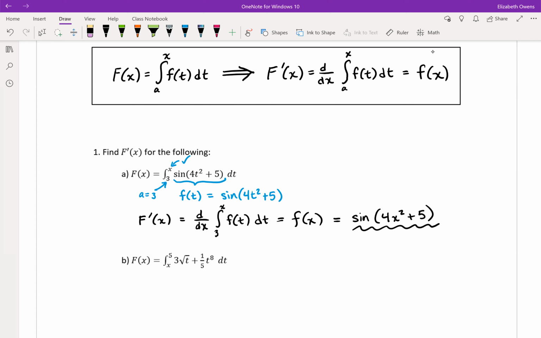Okay. If you said, hey, the x is in the wrong spot, you were correct. This integral has its limits switched from what we're seeing in our theorem up here. X should be the upper limit of integration for this theorem to work like it does. And here in this example, x is the lower limit of integration. So that right there, that's our problem. The limits are switched.